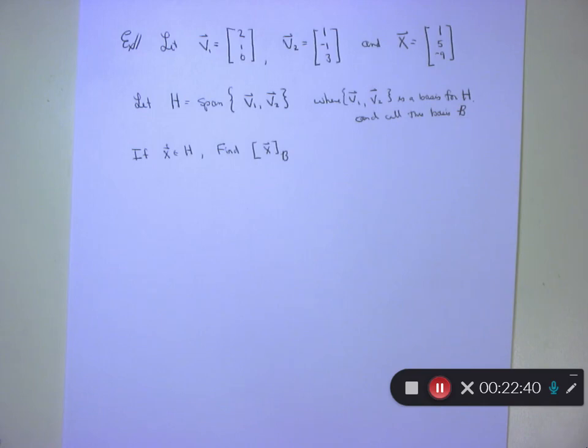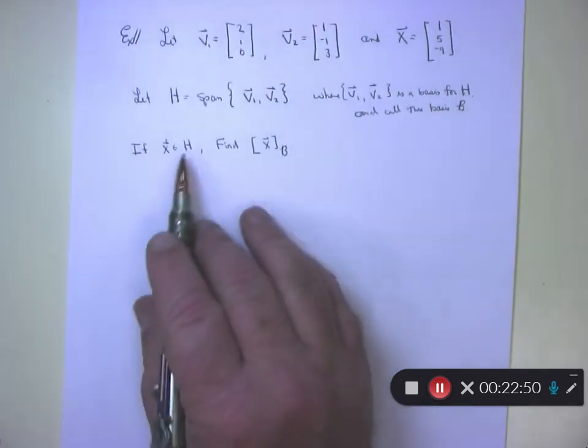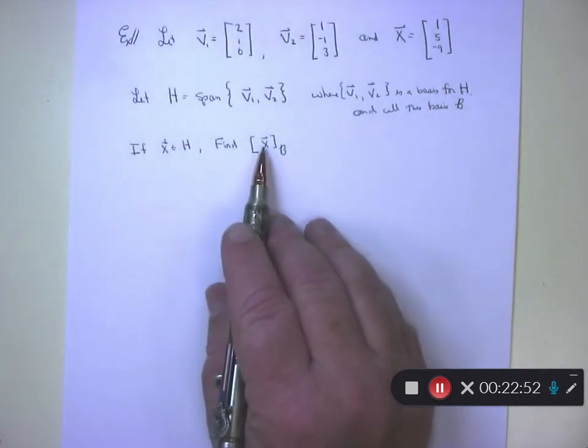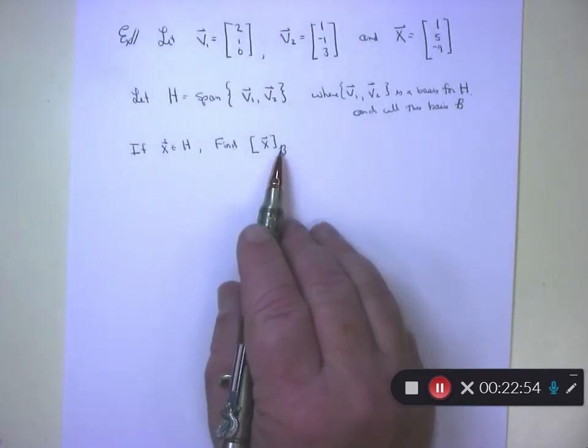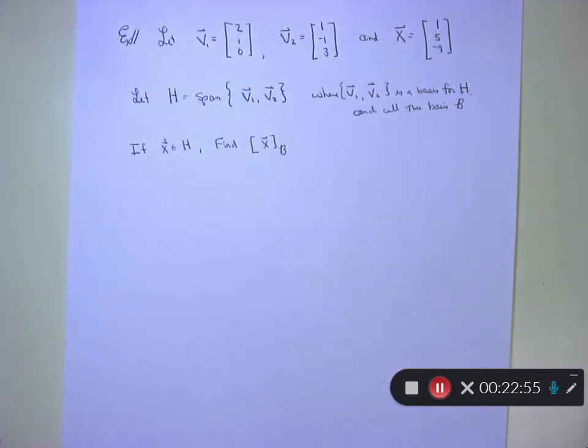a basis for H, and we'll call that basis beta. B beta is the beta basis. Okay, there it is. So if X is an element of H, I want you to find the coordinate vector relative to this basis, B.